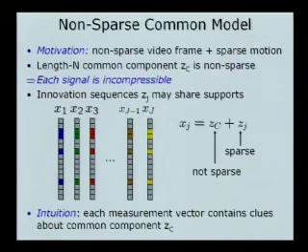What we'd like to do is, once again, to measure each of these separately and to reconstruct them jointly. And we'd like to do that using a reduced number of measurements, where hopefully each measurement vector will contain clues about the common component.